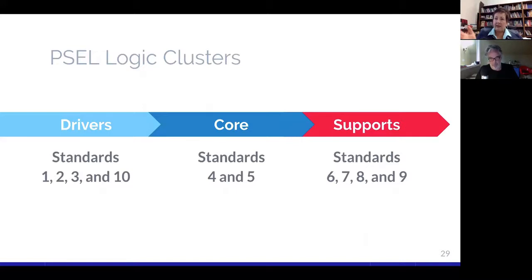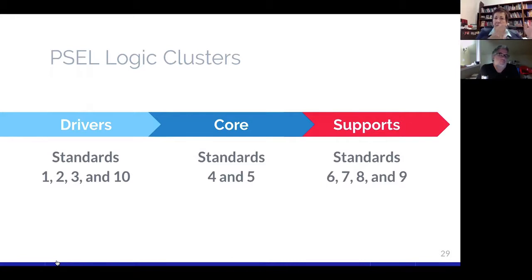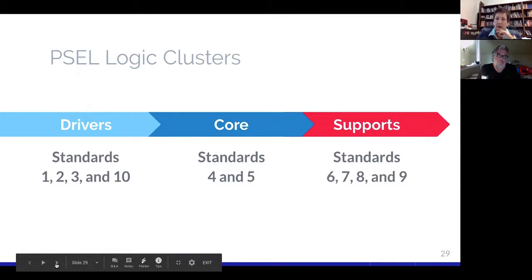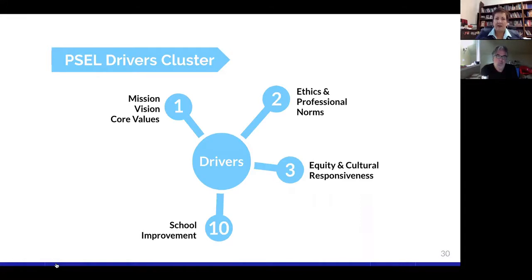And then lastly, supports. We can't ignore the hard lines of the work that we do as school leaders. So with standards 6 and 7, you now have standards devoted specifically to human capital development, as well as operations and management and all of the stuff that makes our schools work. So I really like the gestalt that happens in this notion of drivers, core, and supports, and how the standards are clustered that way. Many thanks to John for the graphics in today's webinar.